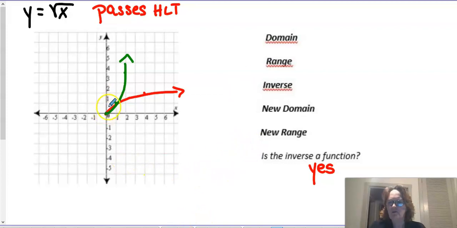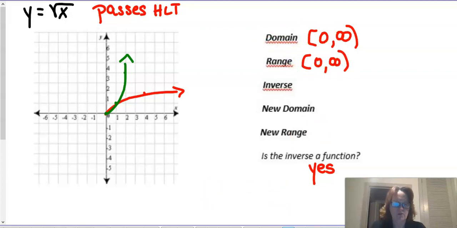So the domain for the red one is going to start at 0 and go forever towards positive infinity. So 0 with a bracket, positive infinity. The range is the same thing, right? Yep. 0, positive infinity.